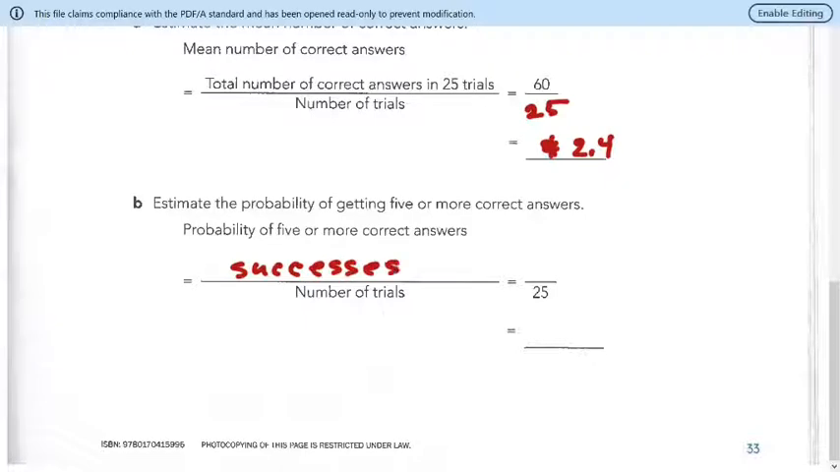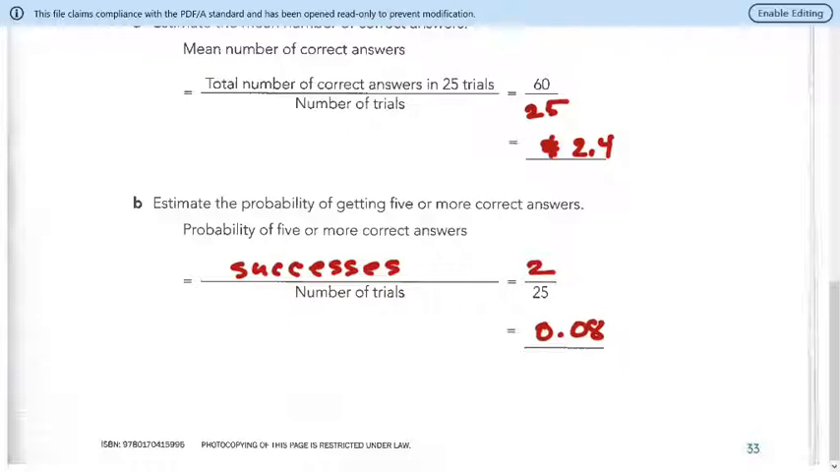To get the probability, remember, that's the successes. And in this case, we said a success was 5 or more. How many times did he get 5 or more? 2 times out of the 25. So the bottom number is always the same. Okay? And 2 out of 25, if you want to take it to a decimal, what decimal are you going to get? 0.08. All right? So you'll answer their questions.